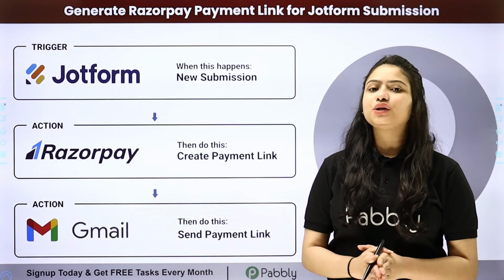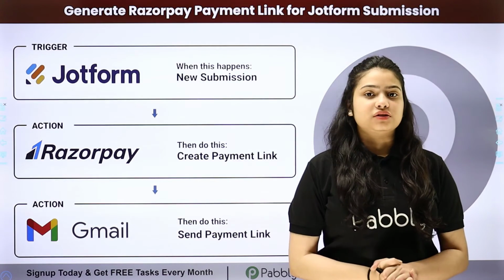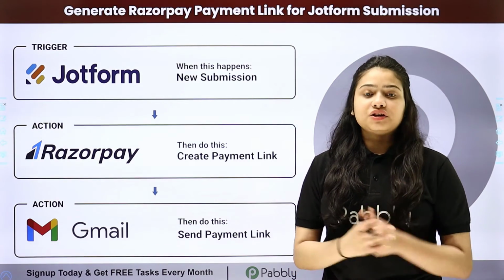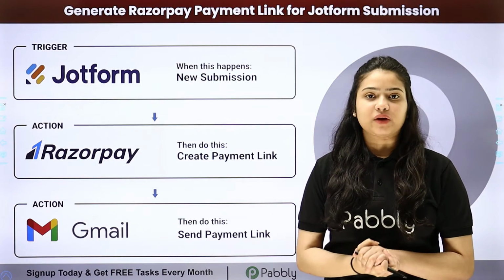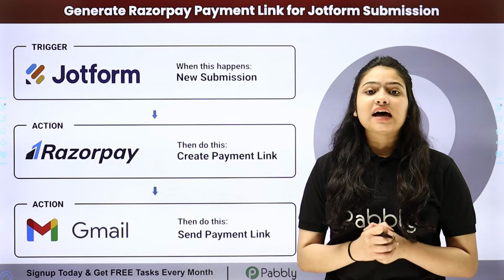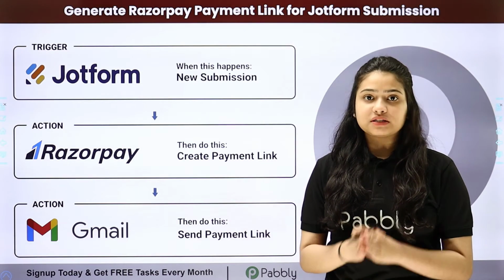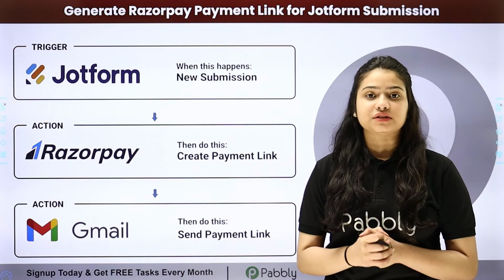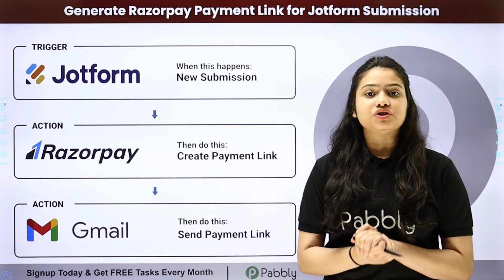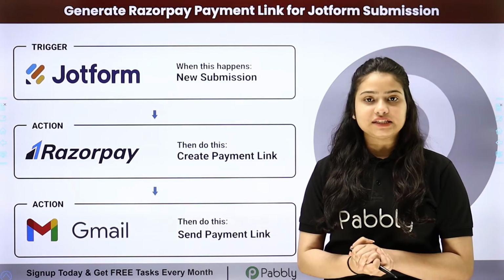In this video, we are going to learn how to generate a Razorpay payment link for Jotform submission. Let's suppose I want to sell digital data which I have in my spreadsheet to my customers, and for which I have also created a Jotform. Now I want that as soon as the customer submits the form, automatically by using the same response, a payment link should be generated using Razorpay, and then the same payment link should be shared automatically through email to the customer. So how are we going to automate this entire process?